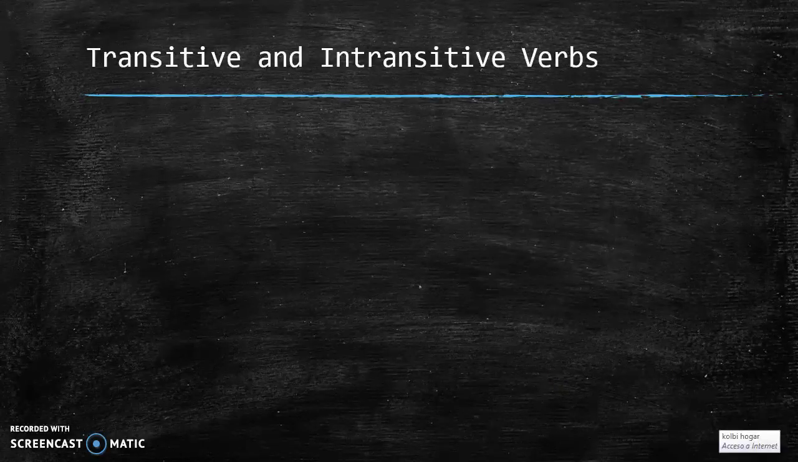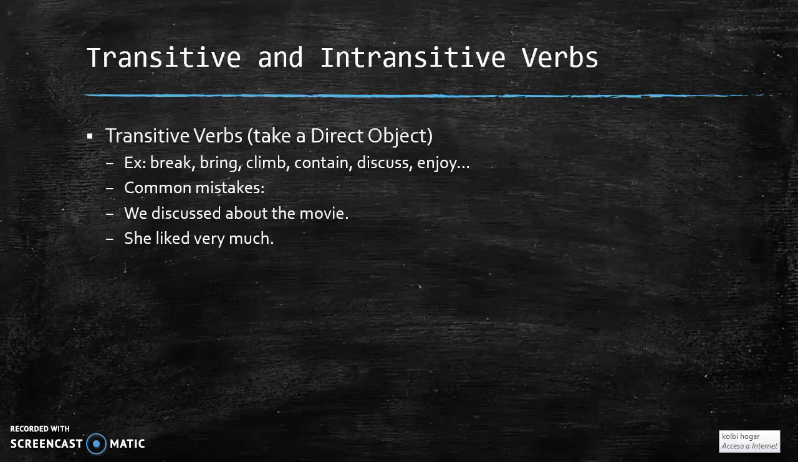Based on the presence or absence of the direct object, verbs are going to be classified into transitive or intransitive verbs. A transitive verb is going to take a direct object, as I said before. Some examples are break, bring, climb, contain, discuss, enjoy.